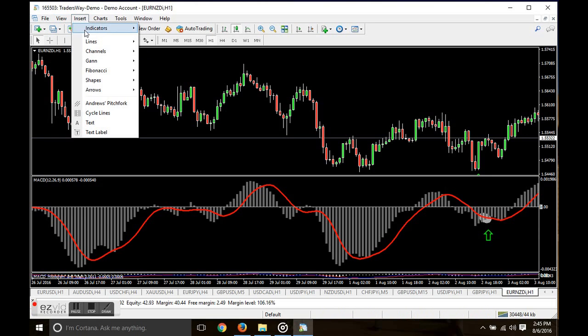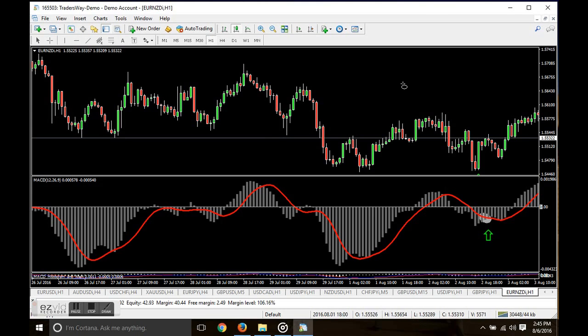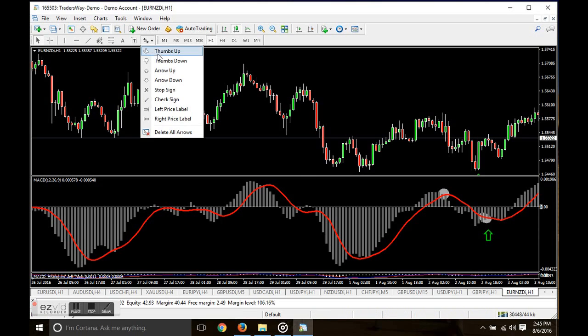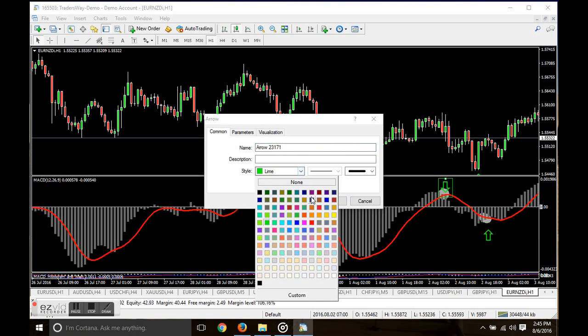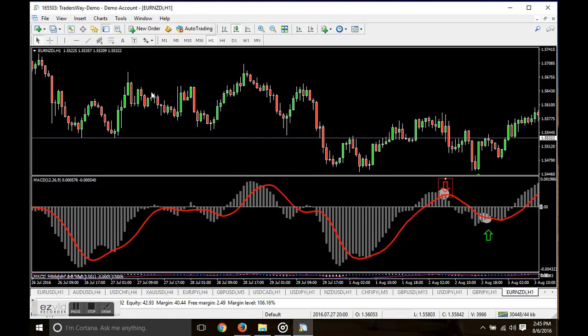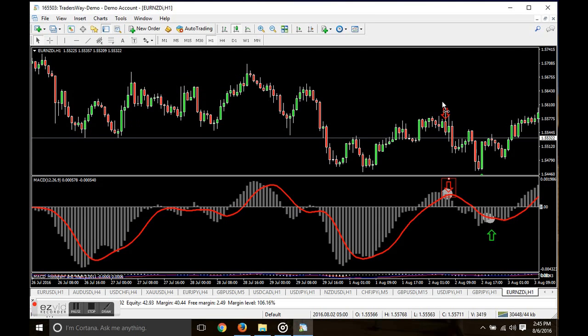Now what I'm going to do is mark a couple more areas where I would take certain trades. I'm going to mark this area here. Histogram crosses through MACD signal line. Put a red arrow there to show the significance of that move. I'm going to match it up with the graph.